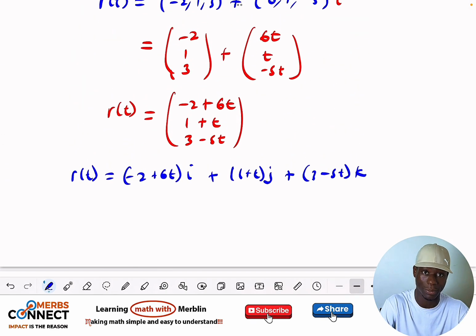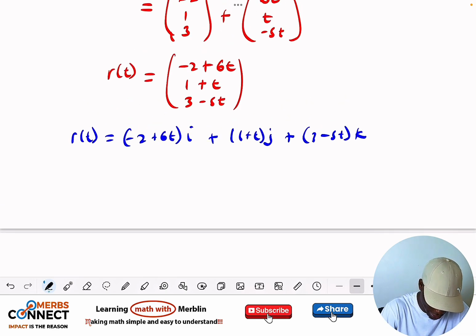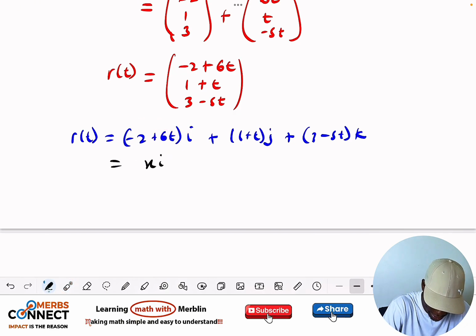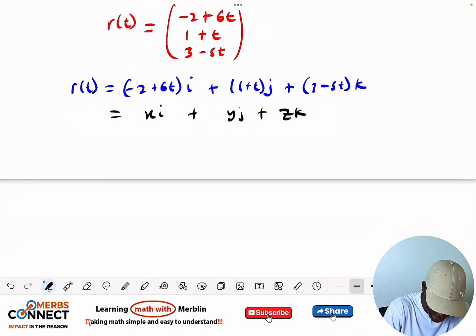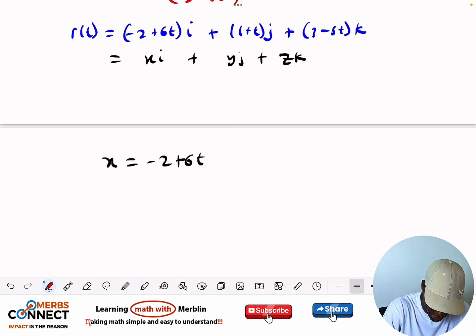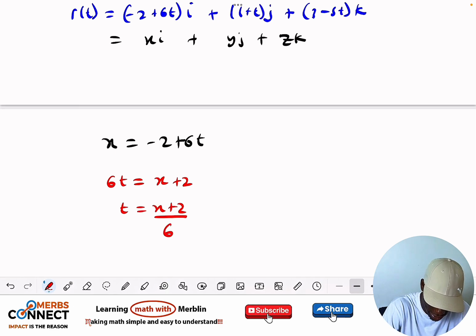Now let's write it in symmetric form. Remember, this is something like xi plus yj plus zk. So my x is equal to minus 2 plus 6t. Now I can make t the subject. So 6t is x plus 2, and then t will be equal to x plus 2 divided by 6.